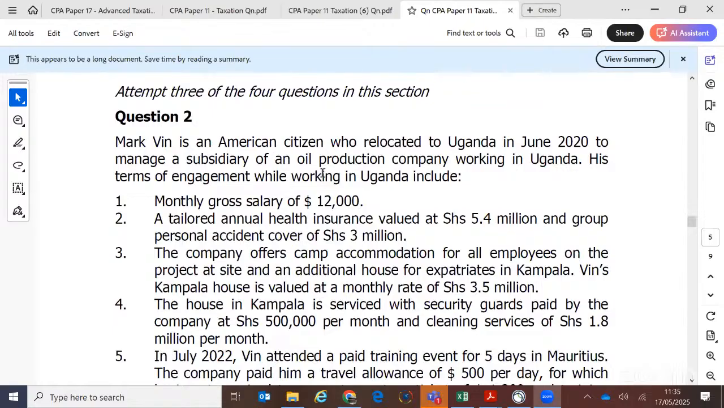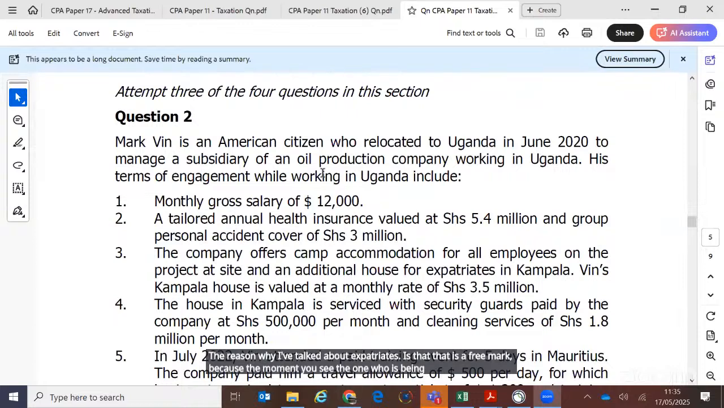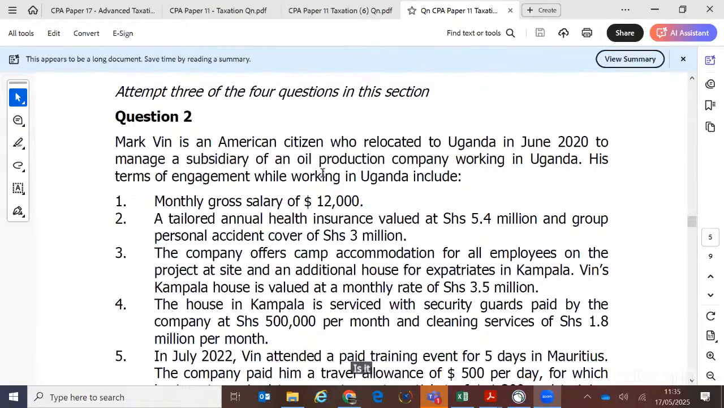The reason why I've talked about expatriates is that is a free mark, because the moment you see the one who is being employed is an expatriate, then you know the examiner is likely to ask you about relocation, cost of passage, costs. Now, as you get into that number, remember we are looking for two things. Is the item being advanced to the employee, whether in monetary terms or in kind, is it taxable or not? You must make that decision.